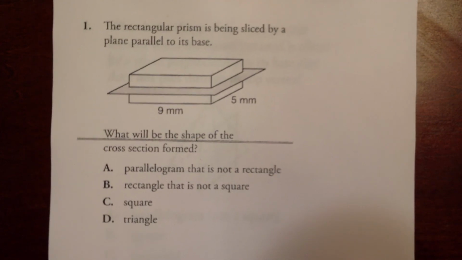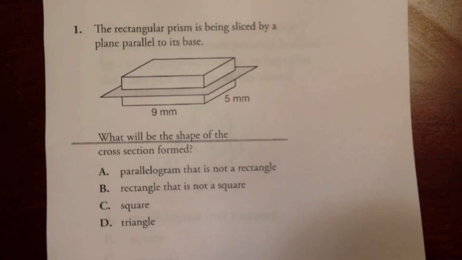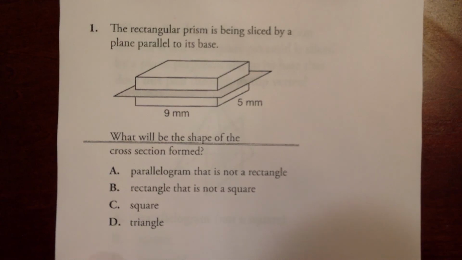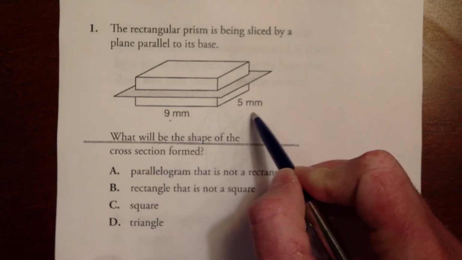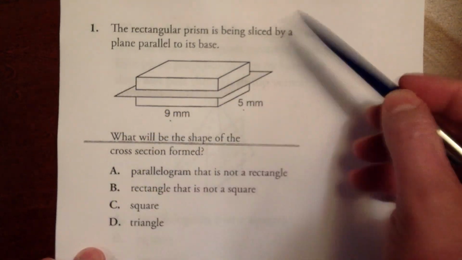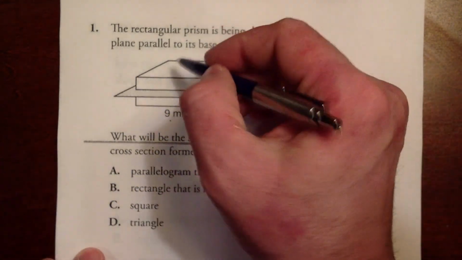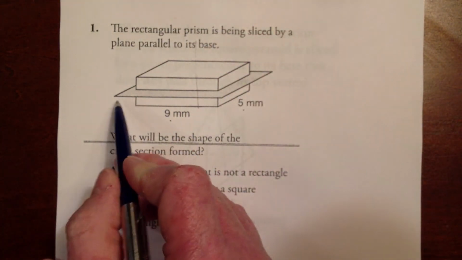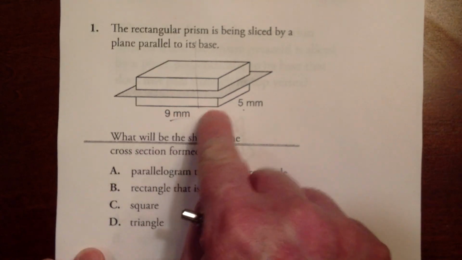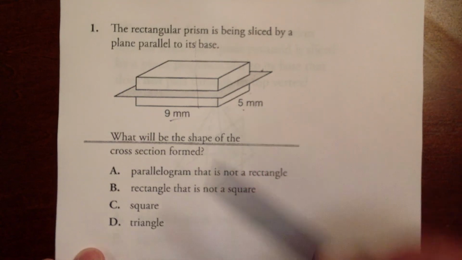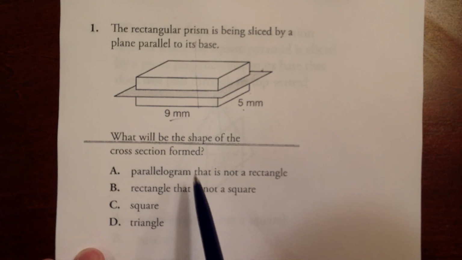Again, I believe we're moving on to Coach Book 22 now. Number 1, a rectangular prism, and you can see the measurements here, 9 millimeters and 5 millimeters, is being sliced by a plane parallel. In other words, before we had one perpendicular to the base that went straight down like this. But this plane is running parallel to the base. In other words, this is perfectly parallel to this base right here. What will be the shape of the cross section formed?